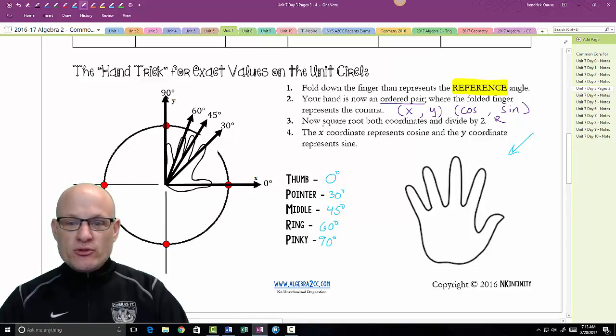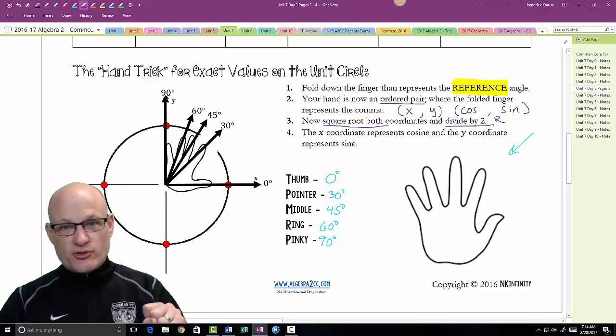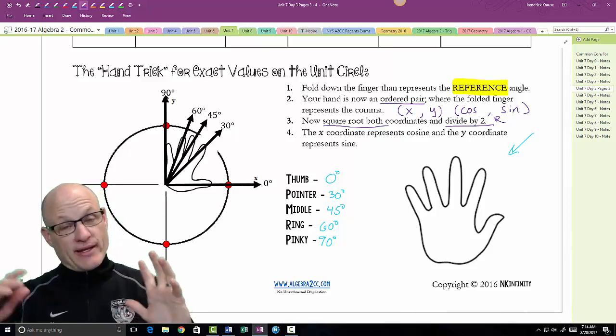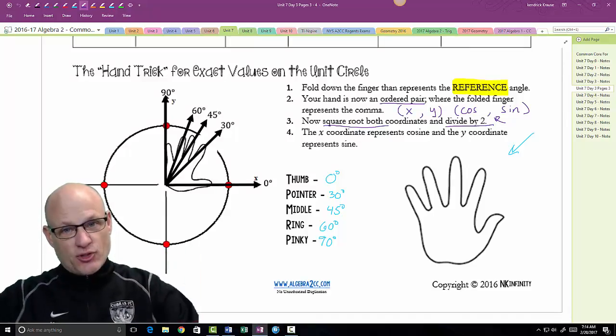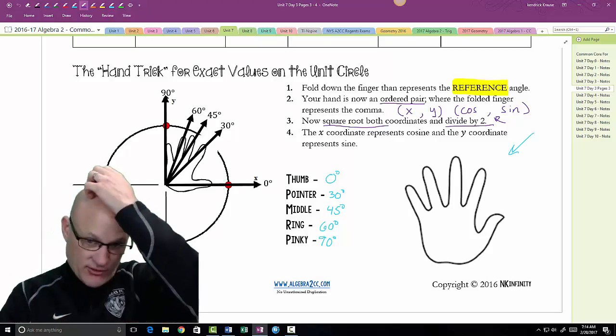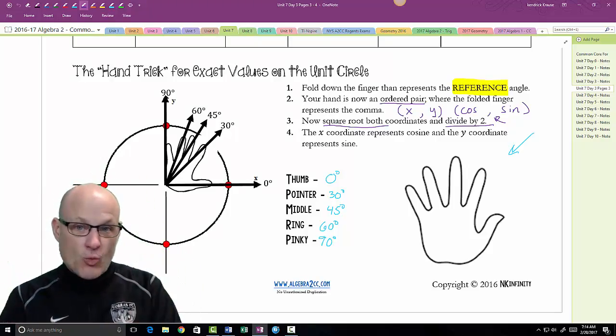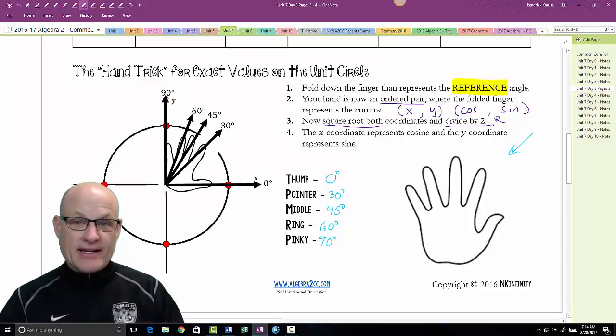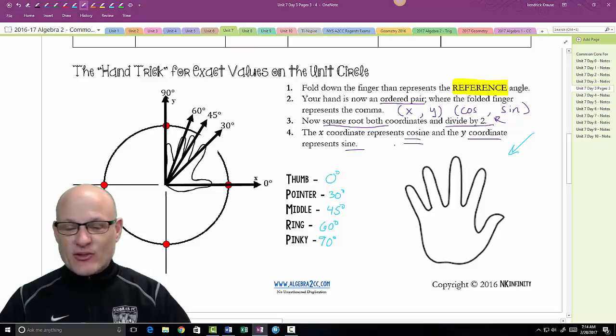But now square root both sides and divide by 2. Remember when we talked about the unit circle, first we talked about 2 being the hypotenuse. And then I said, okay, when we get to the unit circle, everything has to be divided by 2 to scale it down to the unit circle. We want to scale everything down to that unit circle because that makes our denominator 1, which makes finding the sine and cosine much, much easier, okay? So the x-coordinate represents the cosine, I've already said that, and the y-coordinate represents the sine. So let's see how this works.